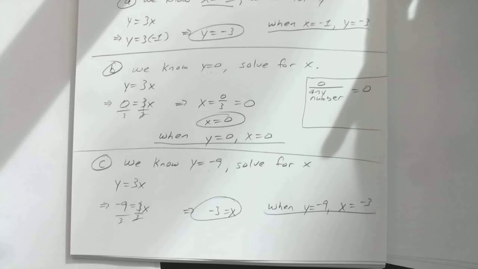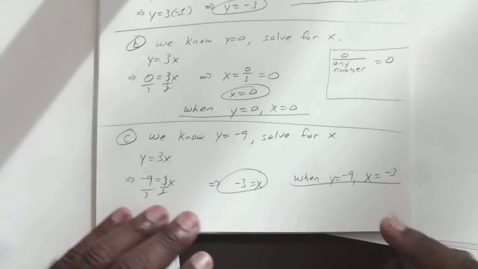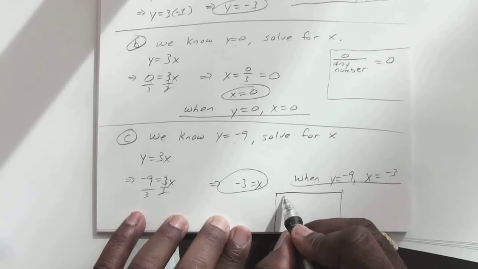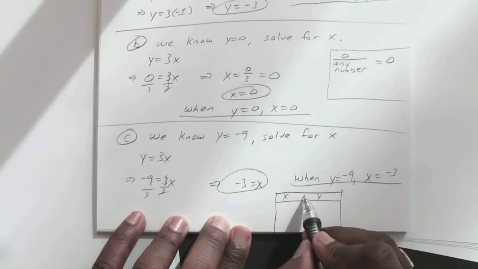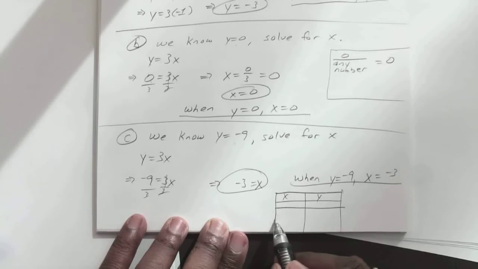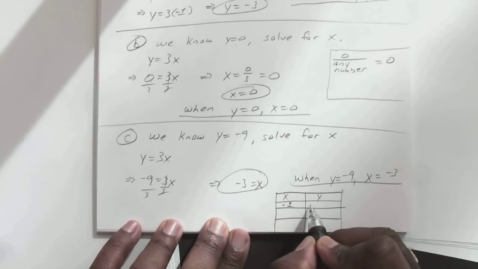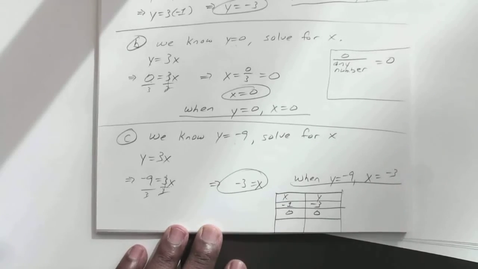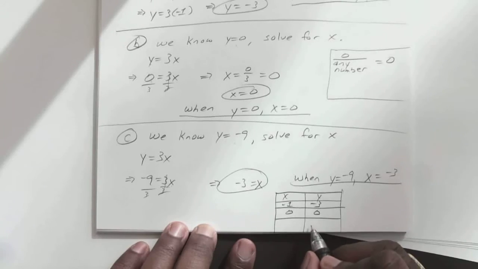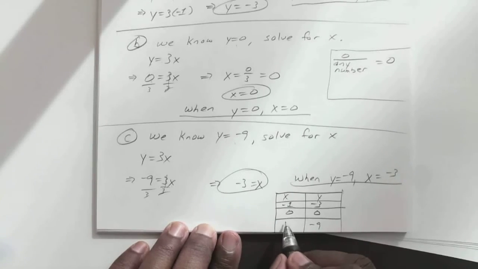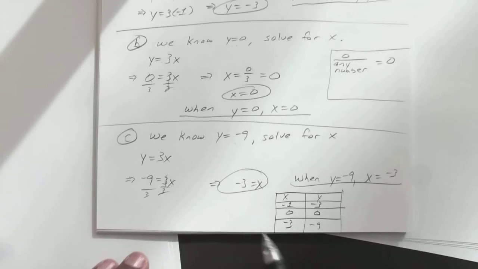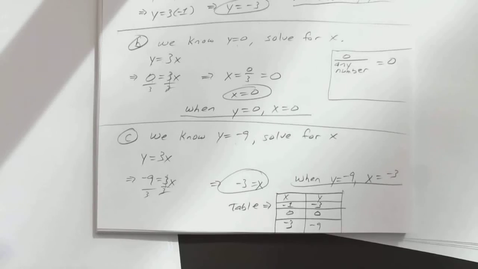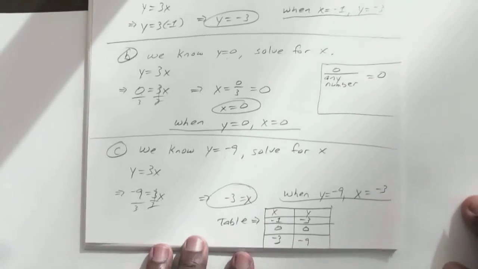Forgot to actually put the table up there. So our table would just look like, that's our x and that's our y. That would be -1, -3. That would be 0, 0. And that would be -9, -3. Okay, so that would just be our table.